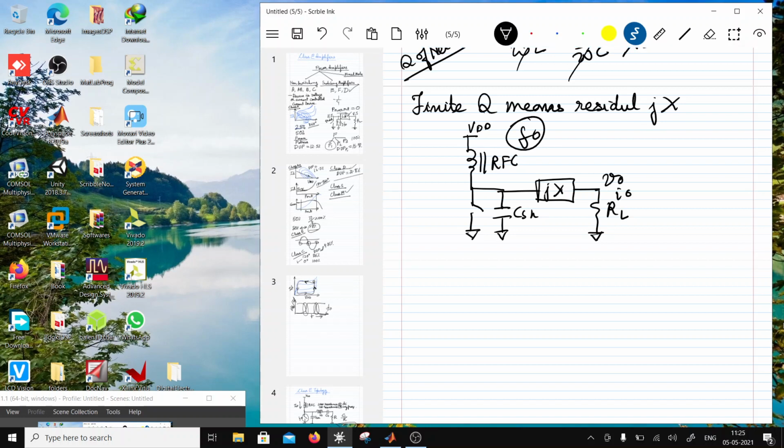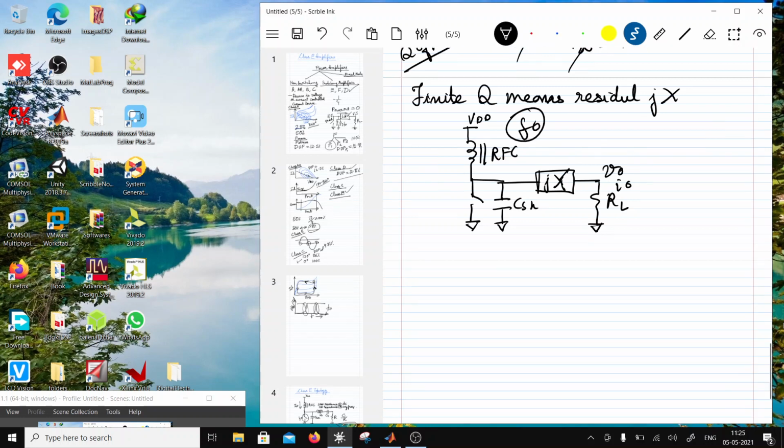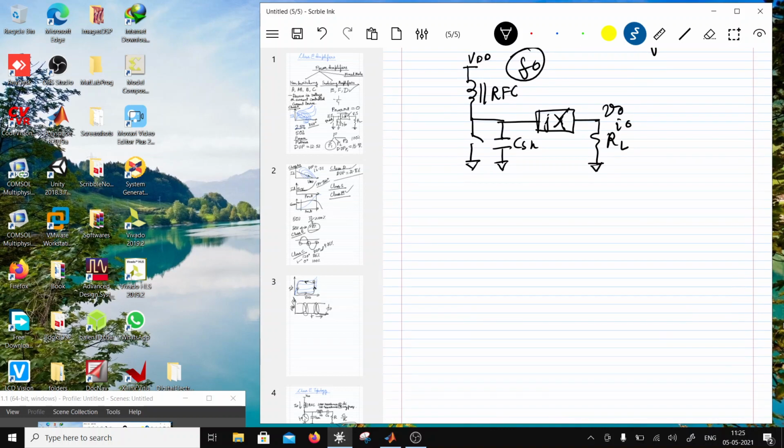Okay, so let's say right now we have just a residual Jx. Now we will draw this. Let's visualize this. So let's draw the voltage and current waveforms, right? So let's say the voltage is doing this. This is the load voltage. This is sinusoidal, and the current is also doing this, right?